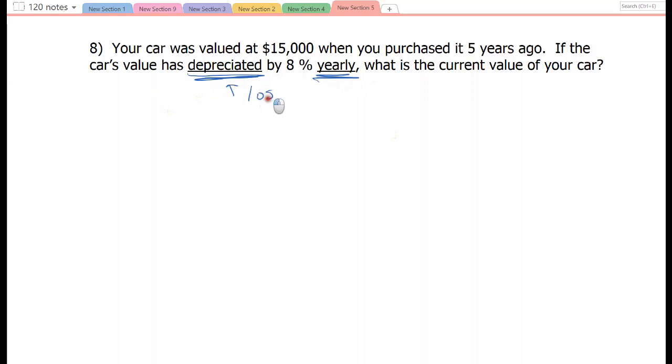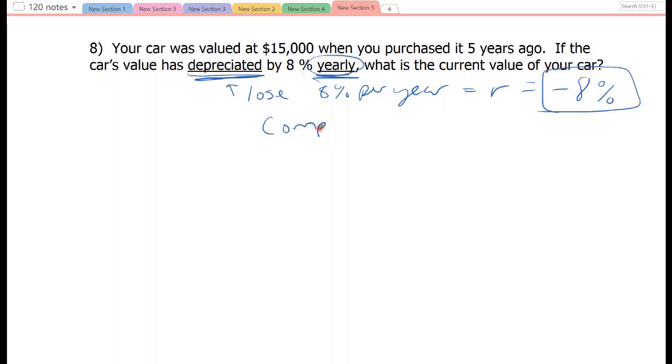You're losing 8% per year, which means my interest rate is a negative 8. Every year your car's value goes down by 8%. Whatever it was the previous year, it goes down by 8%. So that's the first thing, remember your percent's negative. The second thing is the yearly is the compounding.